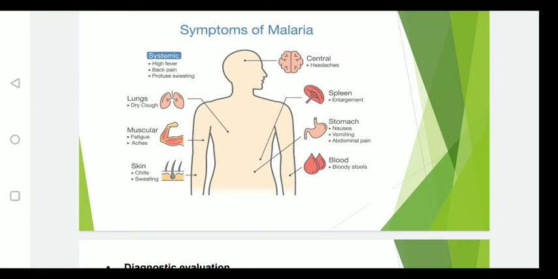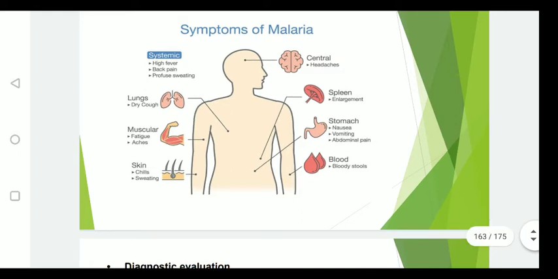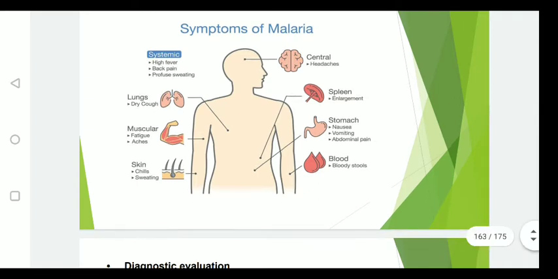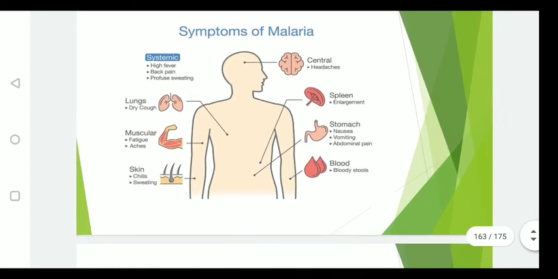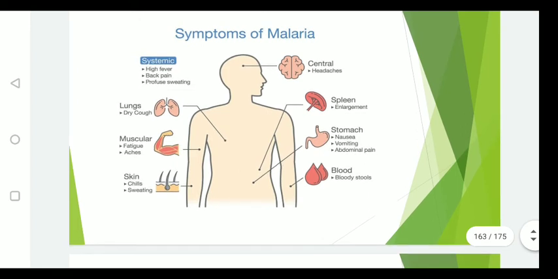That is, systemic is high fever, back pain, profuse sweating will be there, and in case of head, headache will be there. Then the spleen becomes enlarged, stomach has nausea, vomiting, abdominal pain, and in case of blood, blood will be there in the stool. Then lungs: dry cough will be there, muscle: fatigue and pain will be there, skin: chills and sweating. So these are the symptoms which are present in the malaria patient.